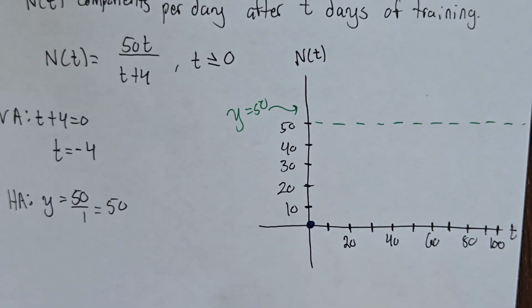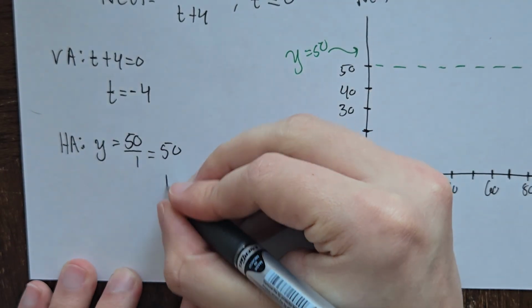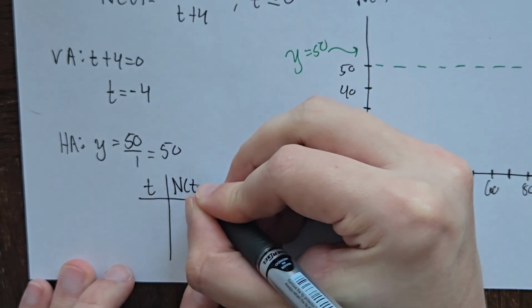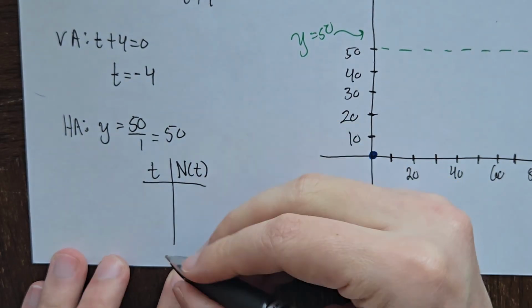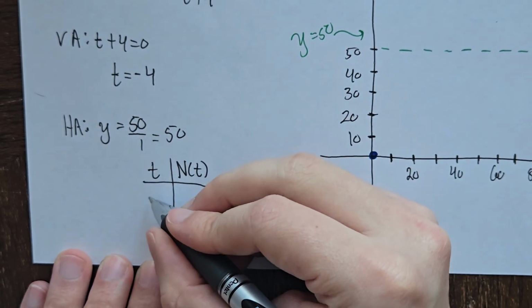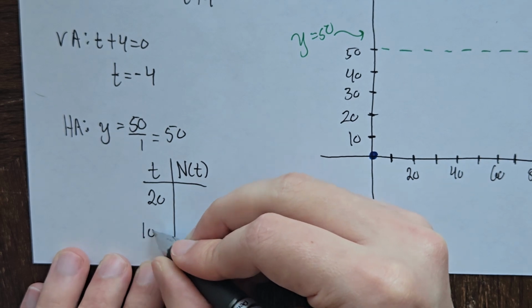Maybe what we should also do is sketch a few other curves. Maybe we should try n of 20 and then n of 100. Maybe those would be good ones to look at. So over here again, I'm going to sketch out a quick table, and we'll do t and n of t to get some input-output values for this function. Let's just do 20, and maybe let's do 100.